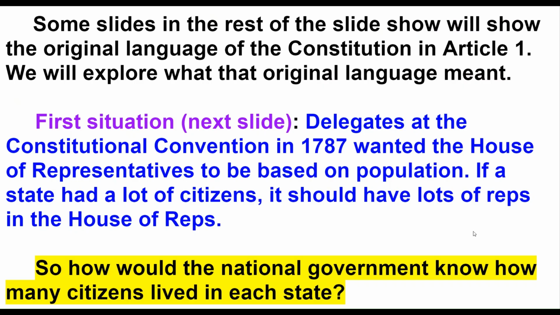Some slides in the rest of the slideshow will show the original language of the Constitution in Article 1. We'll explore what that original language meant. Now, the next slide: delegates at the Constitutional Convention in 1787 wanted the House of Reps to be based on population. If a state had a lot of citizens, it should have lots of reps in the House of Reps. So, how would the national government know how many citizens lived in each state?